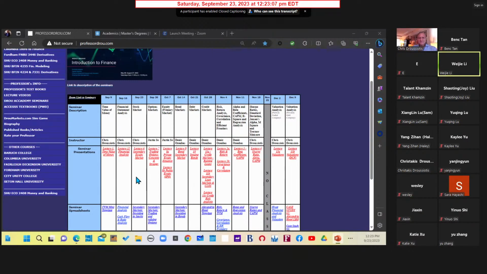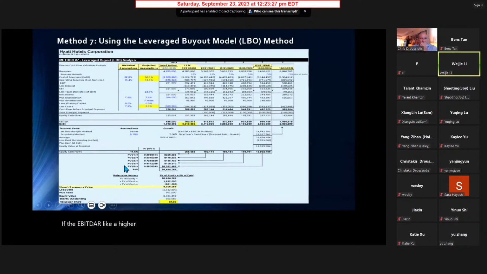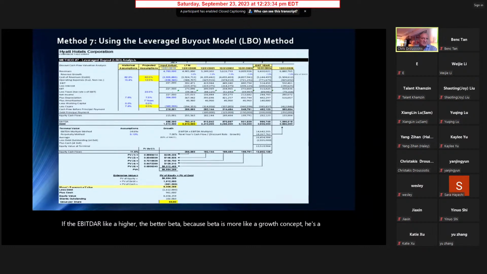Hi, Professor. I have a quick question. When I look at your slide on the math of EBITDA, I was wondering if there is any relationship between EBITDA and beta. If EBITDA is higher, should beta be higher, because beta is more like a growth concept, a volatility concept? We're going to discuss the beta coefficient in one of my classes, but beta is looking at the change of the stock versus the market.